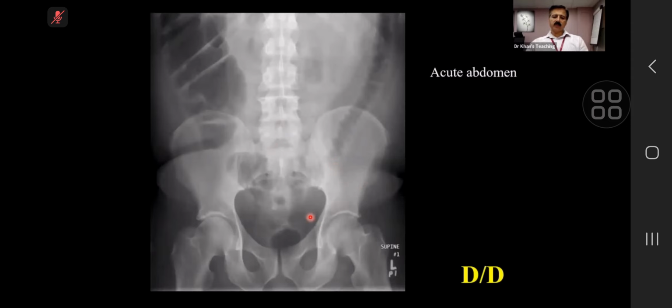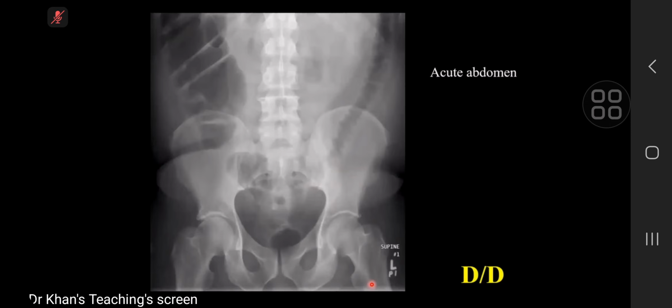What's happening here? I just want to hear a radiological sign. Is it called the string of pearls? No, if you see here, this one, this one, this one, this one. Thumb printing. Once again, it's thumb printing.